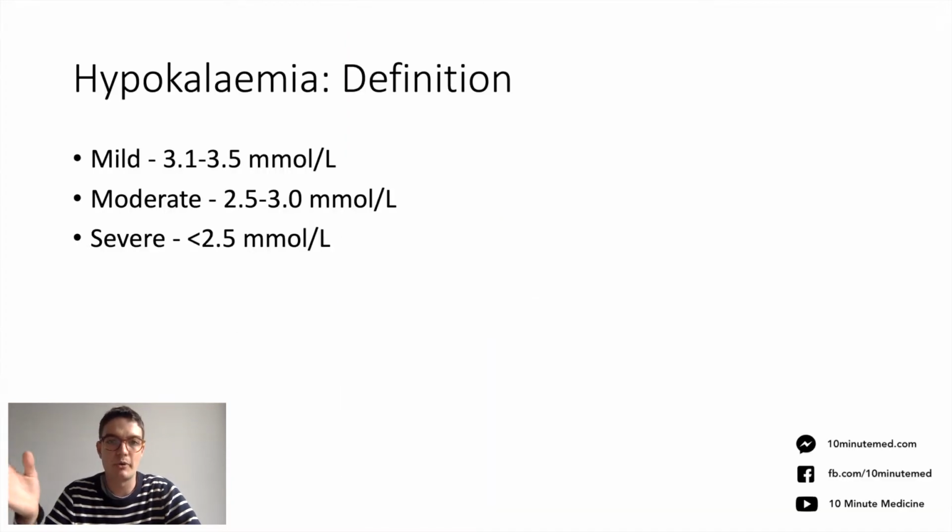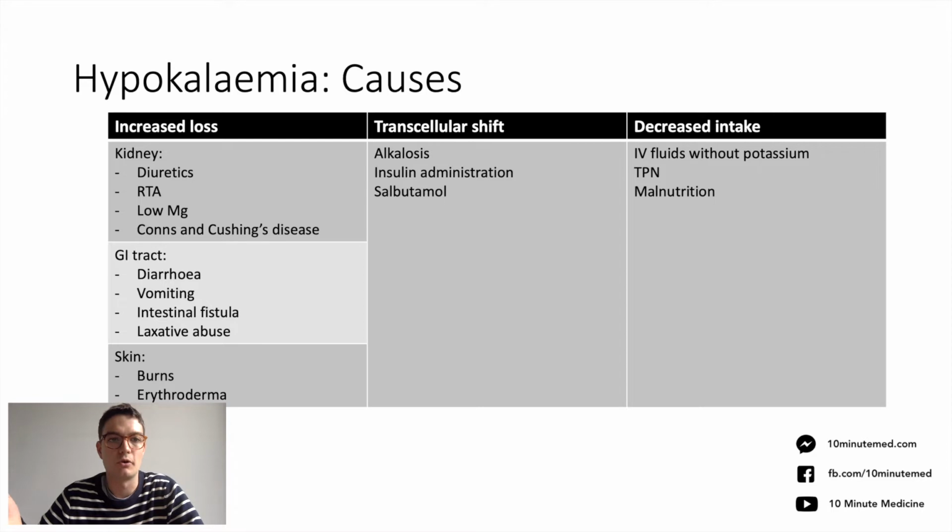So first off, we're going to spend the first portion talking about hypokalemia and its definition. Hypokalemia is defined as mild, moderate, and severe. Really what we're concerned about is obviously the severe and moderate hypokalemias, but it's very common on the wards to get a mildly deranged potassium, something like 3.2. I'm not going to touch on the symptoms, but I will briefly talk about the causes.